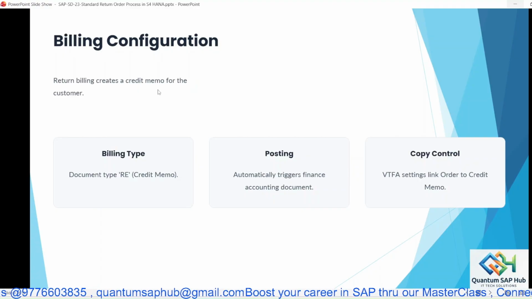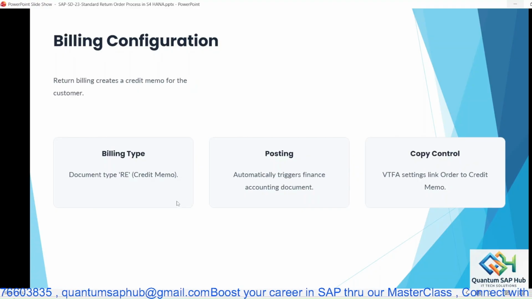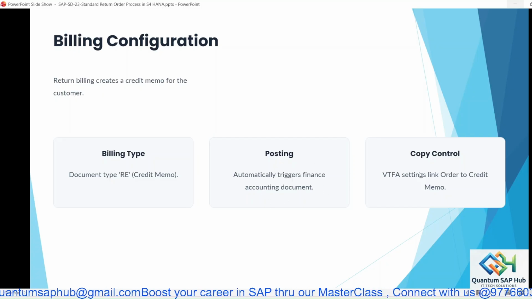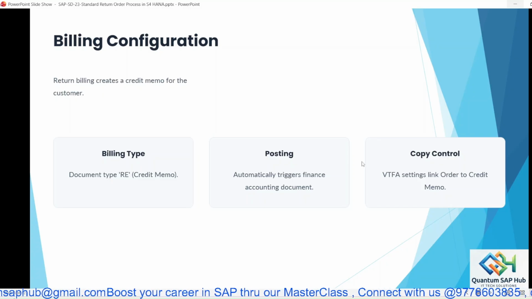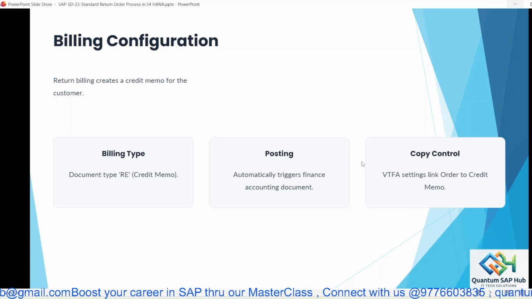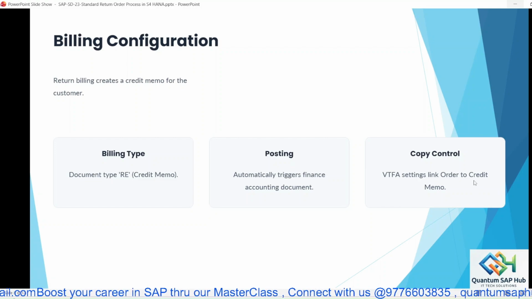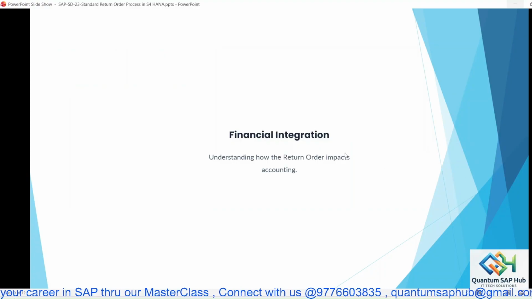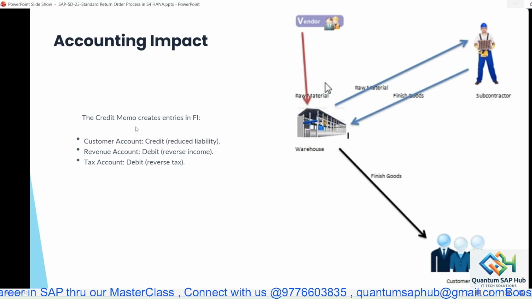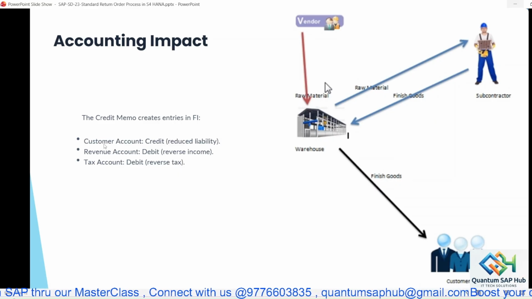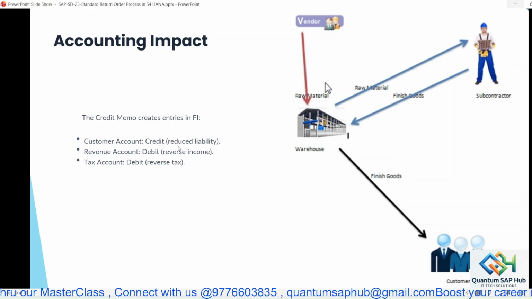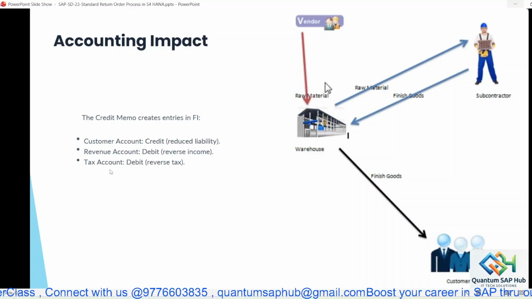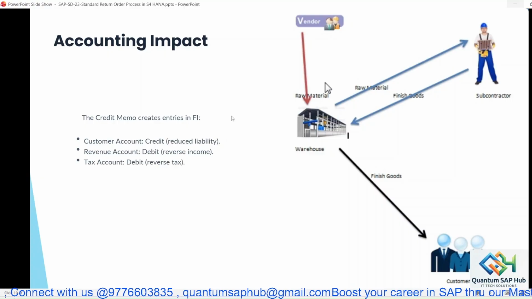Return billing creates a credit memo, as I mentioned. Here the billing type is RE, which automatically triggers the finance accounting document, and the VTFI entry we also have to do, because of the copy control from order to credit. For financial integration, the credit memo creates entries in FI: the customer account you credit to reduce the receivable, the revenue account you debit to reverse the income, and the tax account you debit to reverse the tax.